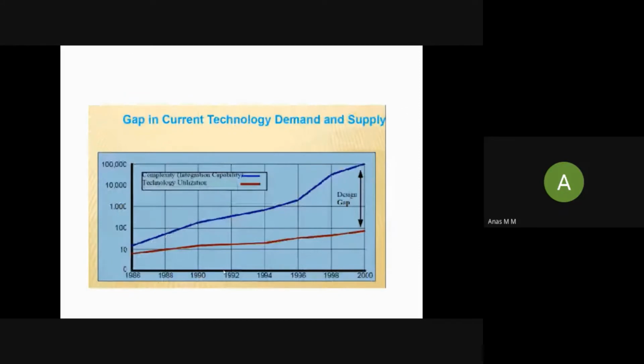Before SoC, there is a graph. The red color shows the technology utilization. The blue color is the technological requirement or complexity of our need. So there was a huge gap between technology utilization and requirement. To meet this gap, SoC is a solution.